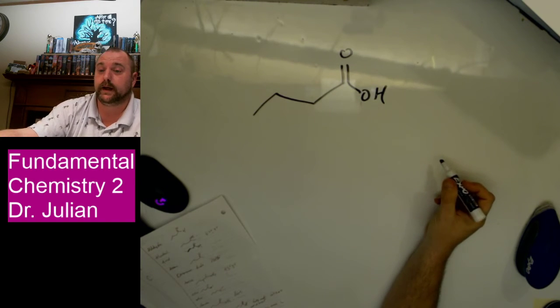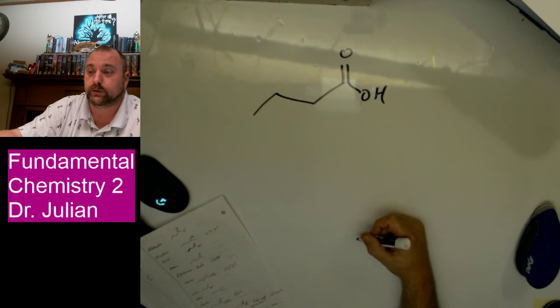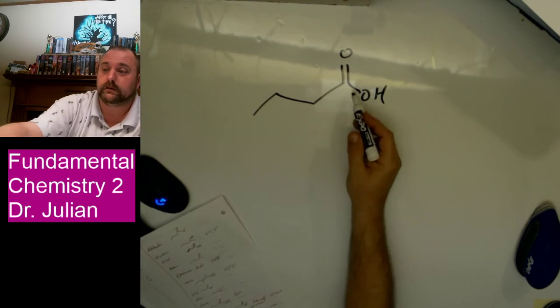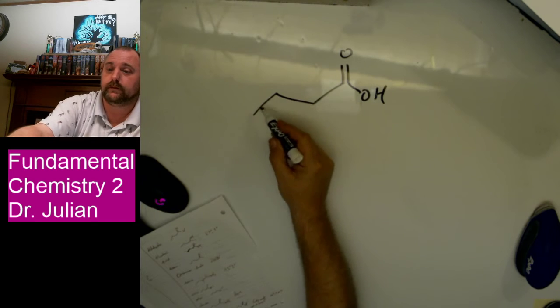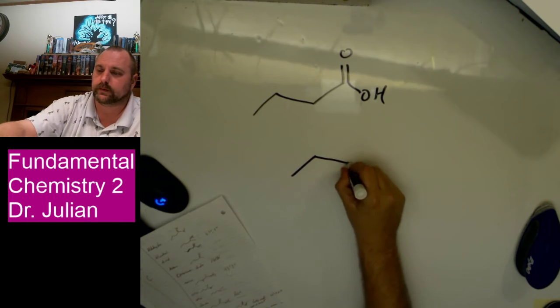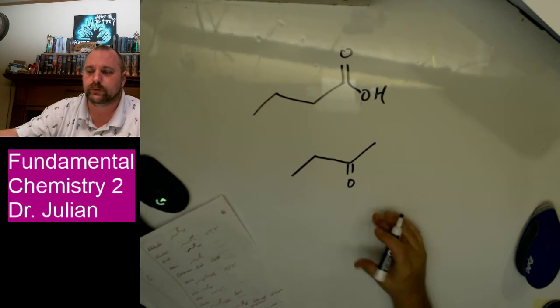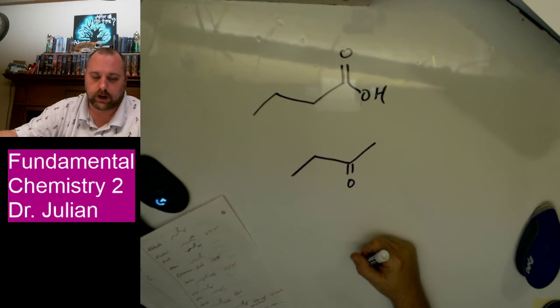Carboxylic acid, be able to name 1 through 5, be able to tell me that's butyric acid. 2, 3, 4. You could also do butanoic acid. Make sure you're able to recognize and name a ketone, 2-butanone.